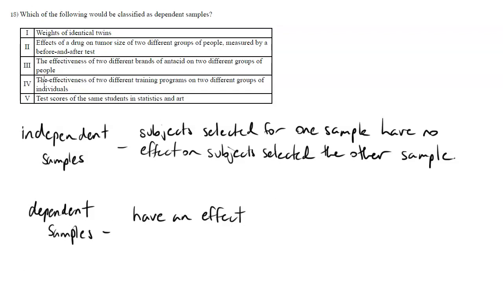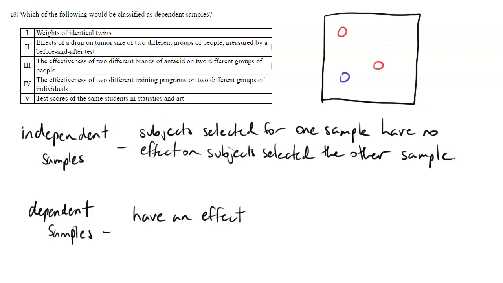So let's go through each of these 5 situations and determine which ones are independent and which ones are dependent. So for the weights of identical twins, I'll draw a little picture here. And each of these circles, the colored circles, represent a set of twins. Okay, so we've got a few sets of twins there. So let's say the first twin I select is this one.